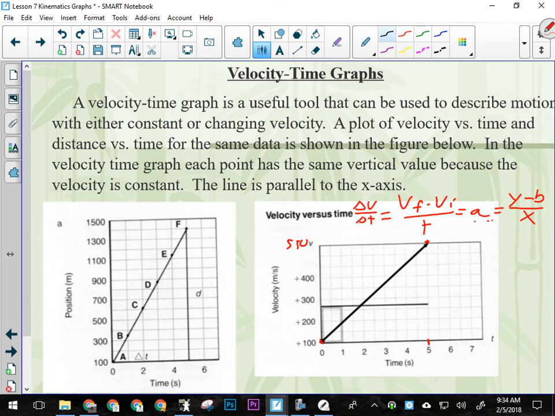All right. So let's calculate the acceleration of this object then. We're going to go 550 minus 100. So we'll have 450 on the top divided by 5 seconds.